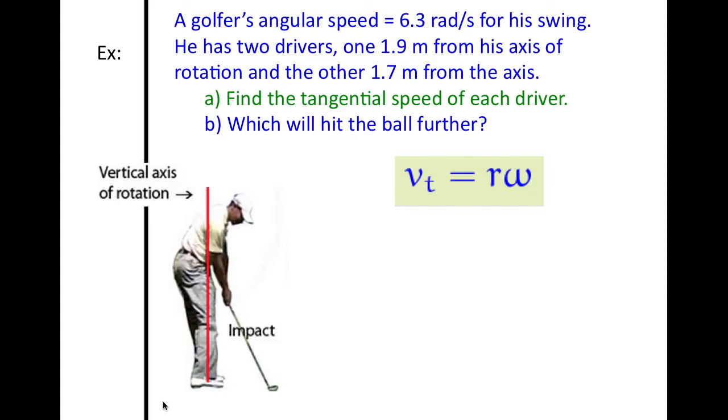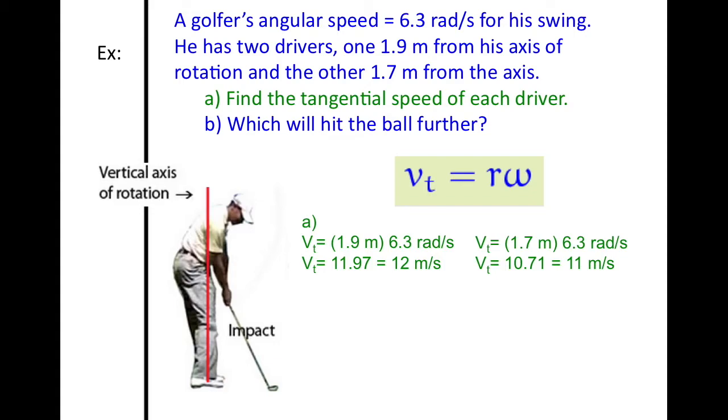Let's solve for the driver that is 1.9 meters. When we put all of our information of 6.3 radians per second into this, and then the radius being 1.9 meters, we get an answer of 11.97 meters per second, or after taking into account significant figures, 12 meters per second. For the 1.7 meter driver, we have a total of 11 meters per second.